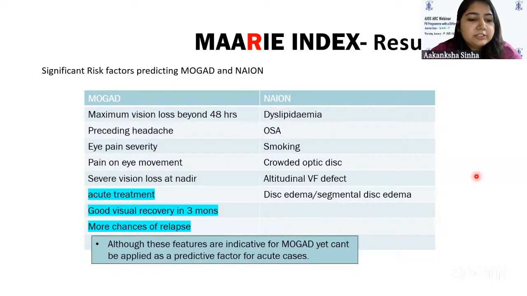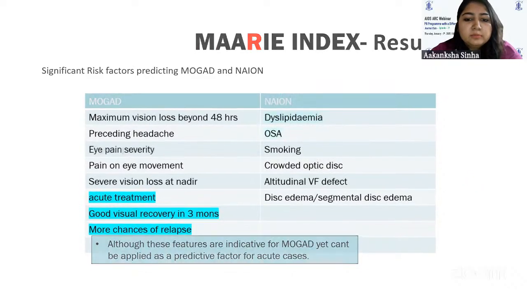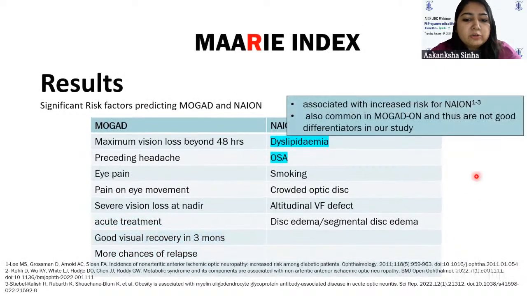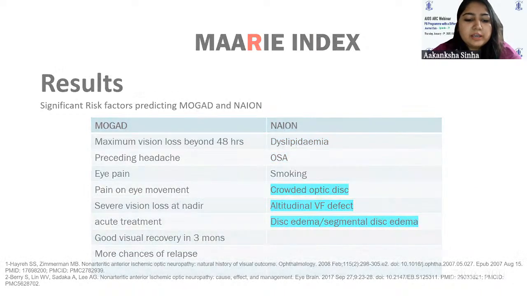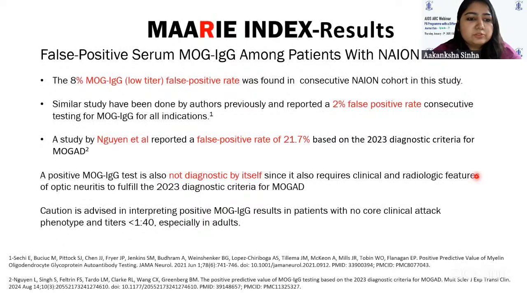All the other segments like acute treatment, good visual recovery, and more chances of relapse are good predictors, but we cannot use them in our patients if they come with an acute episode. Moving to the NAION group, dyslipidemia and obstructive sleep apnea are already supported by many studies, but these are also seen in the MOGAD group, so we cannot use them as good predictors. Other features are also justified as they have already been studied so far.